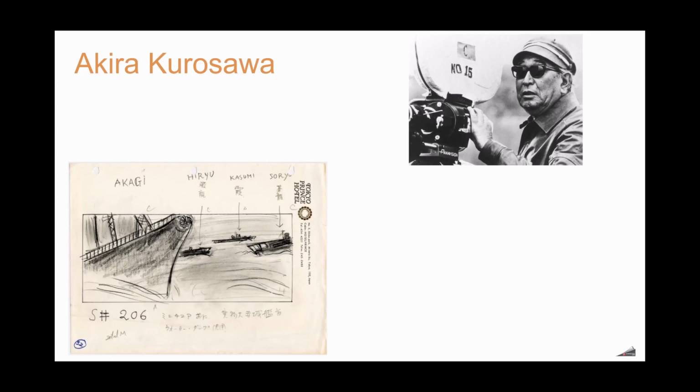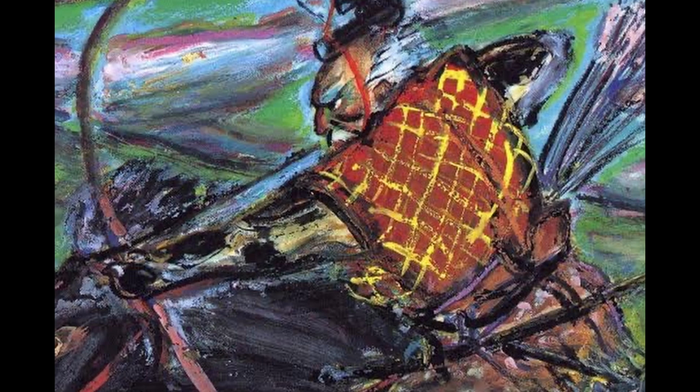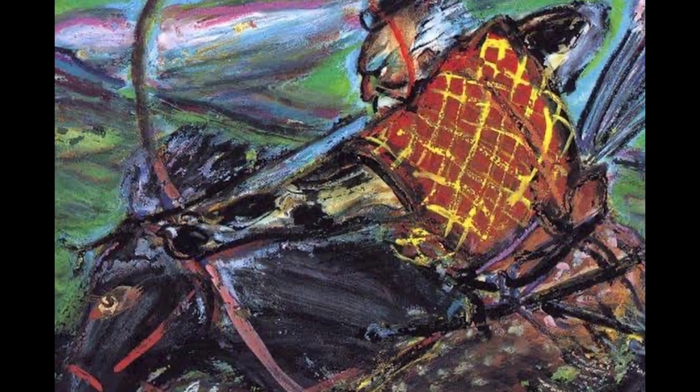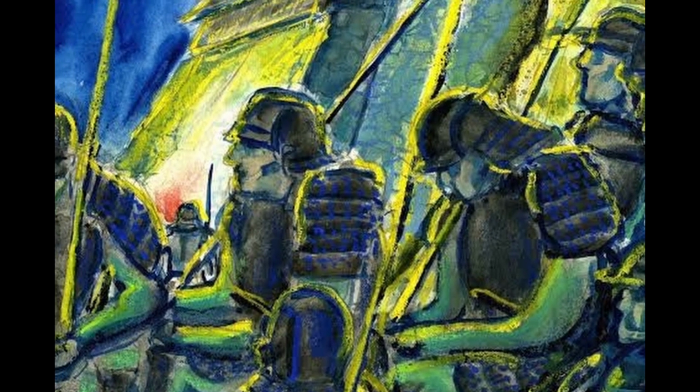And this guy is a very famous Japanese director. His name was Akira Kurosawa, a firm believer in the power of storyboarding. He used this technique extensively in his filmmaking process, considering it an essential step in bringing his ideas to life on the big screen. Kurosawa's storyboards were extremely detailed, often including drawings, notes, and camera instructions.